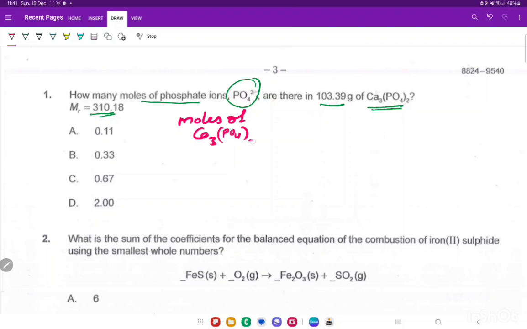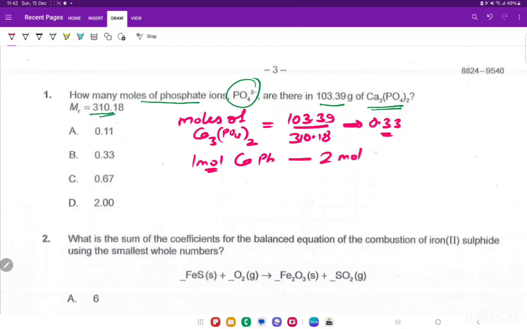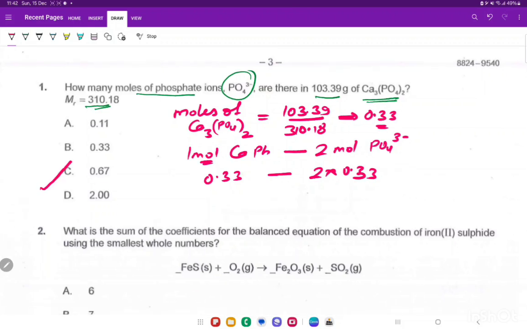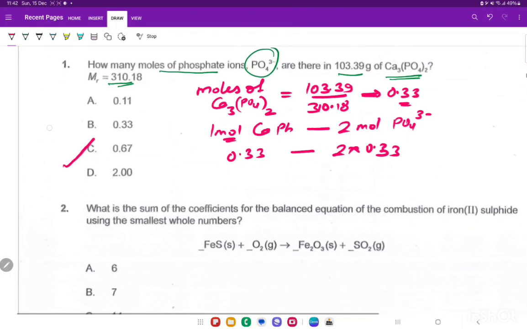Moles of Ca3(PO4)2 is given mass, 103.39, upon 310.18. It comes out to be 0.33. Now 1 mole of this calcium phosphate contains 2 moles of phosphate ions. Therefore 0.33 will contain how much? 2 into 0.33. So what's the answer? The answer is 0.67. So the first question answer is C.